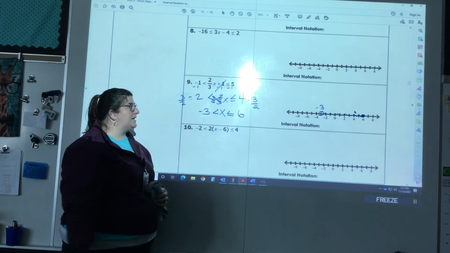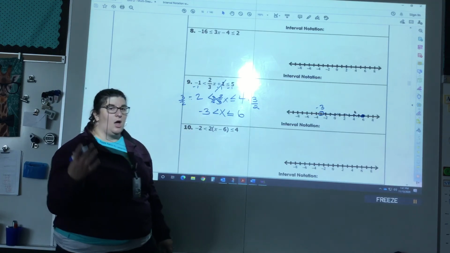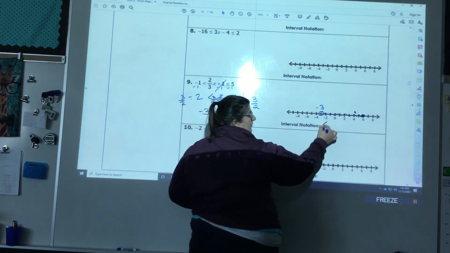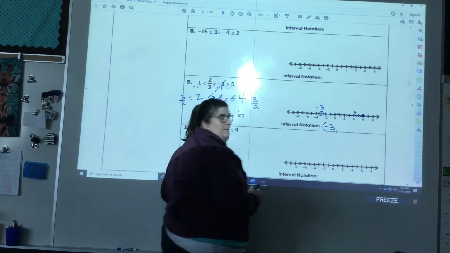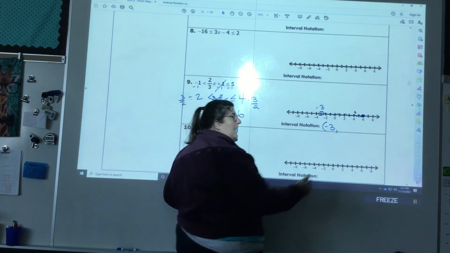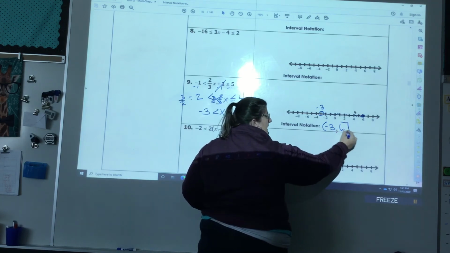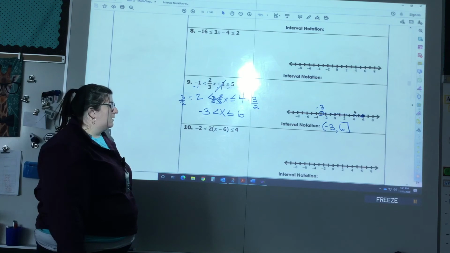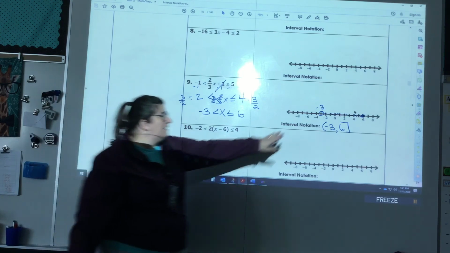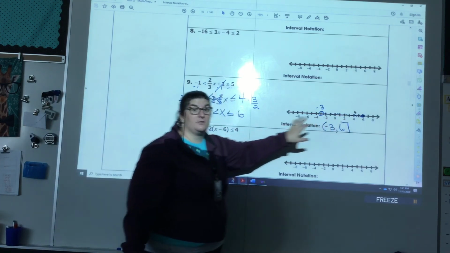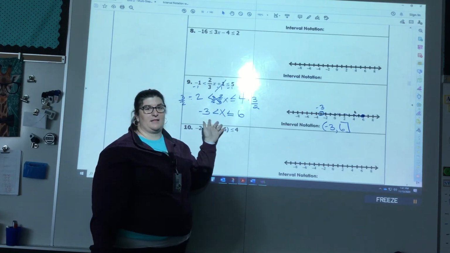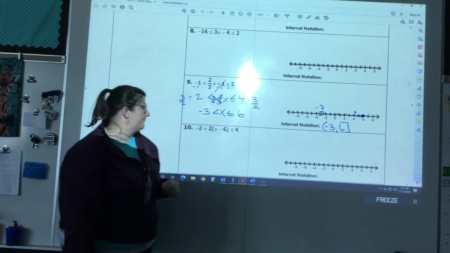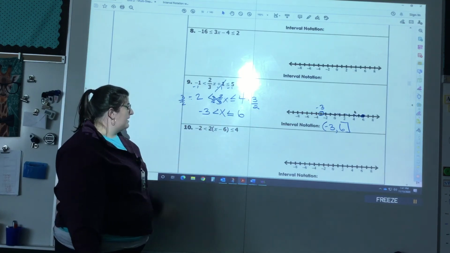So my interval notation, at -3, it's an open dot. That means I have a parenthesis because I'm not including that in my answer. But I do have 6 included. That's the "or equal to," so 6 could be a solution. All the numbers that are shaded are possible numbers that could go in for x to make this a true inequality. Okay?